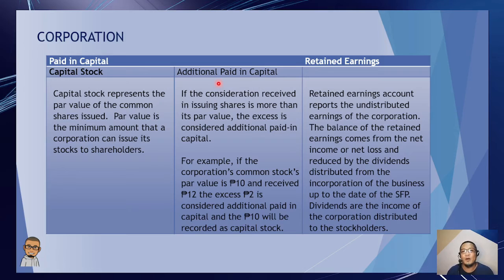Madali lang. Now, when we talk about retained earnings, the account reports the undistributed earnings of the corporation. The balance of the retained earnings comes from the net income or net loss. Retained earnings mo madadagdagan pag may net income ka. Mababawasan siya pag may net loss ka. Now, mababawasan din yan if you distribute the earnings to your shareholders. So, yan yung ating dividends. Yun kaya nabanggit ko sa inyo kanina. Kaya hindi ko siya minention dun sa kabila. Kasi, ano yung difference ulit?